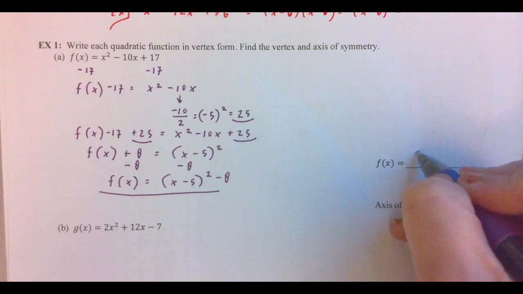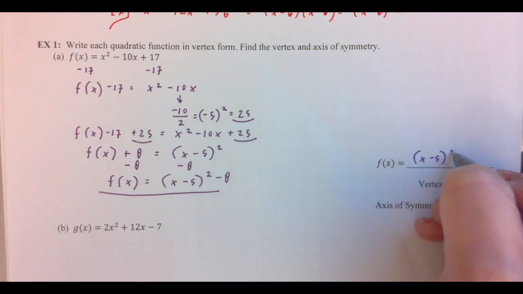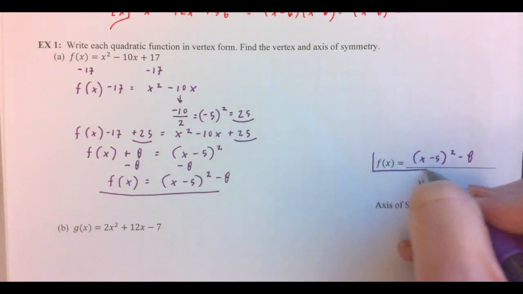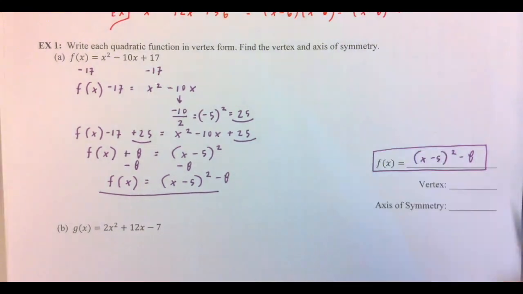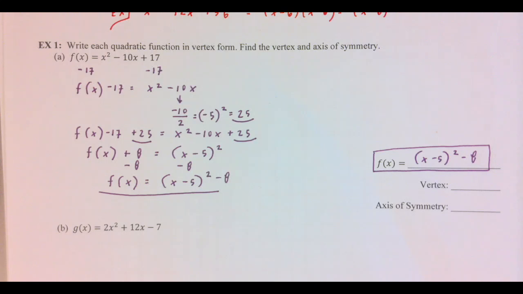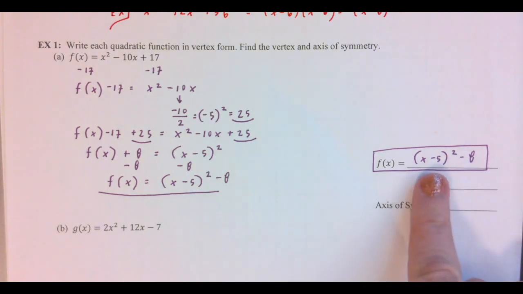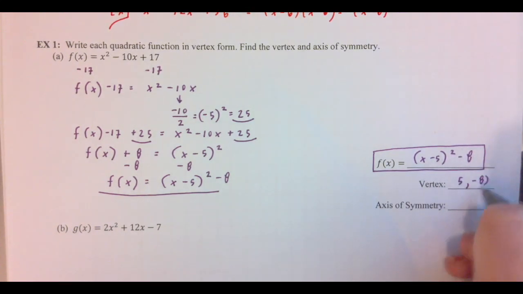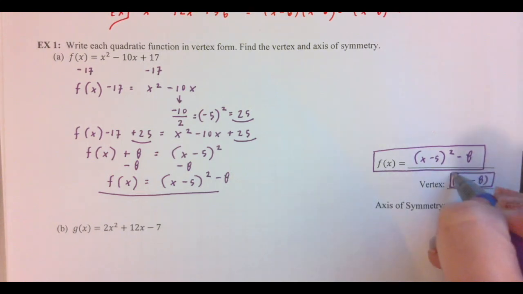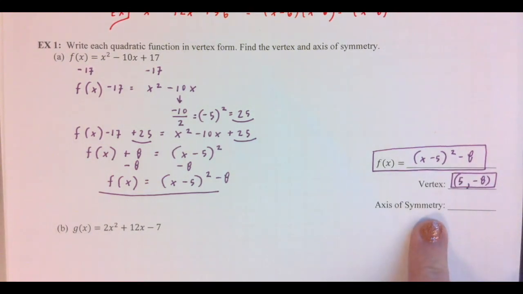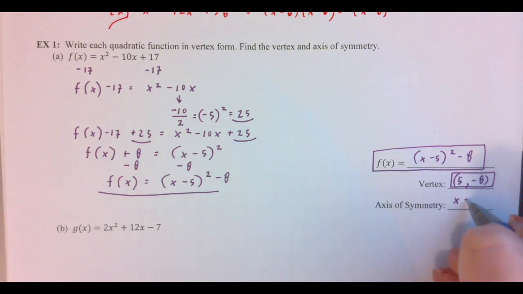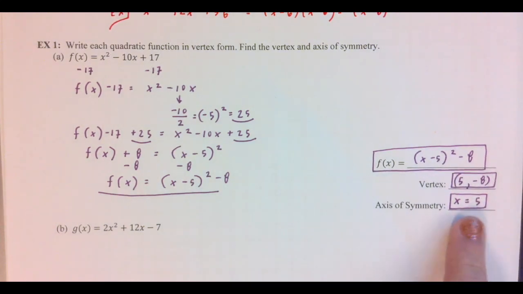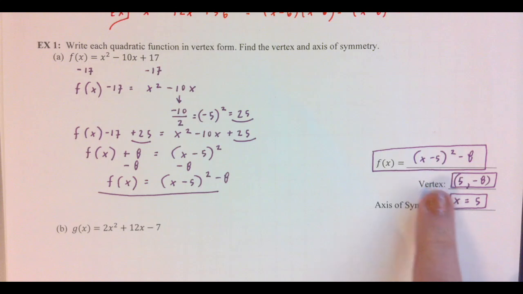Let me transfer that here. All right, so there is my new function in vertex form. So then I should be able to identify that my vertex, 5 right, 8 down, is at 5 comma negative 8. And my axis of symmetry, always a line, always a vertical line, has to be x equals 5. It's always the vertical line that slices through the vertex, so always the same as the x-coordinate of the vertex.